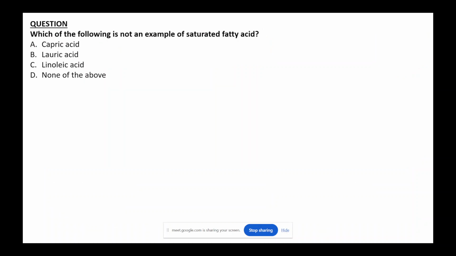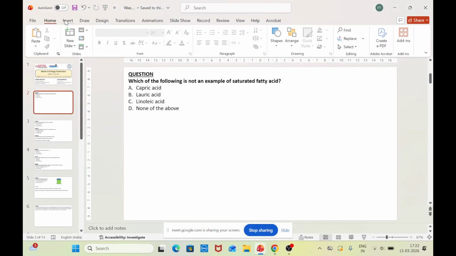Which of the following is not an example of saturated fatty acid? Is it capric acid, lauric acid, or linoleic acid, or none of the above?